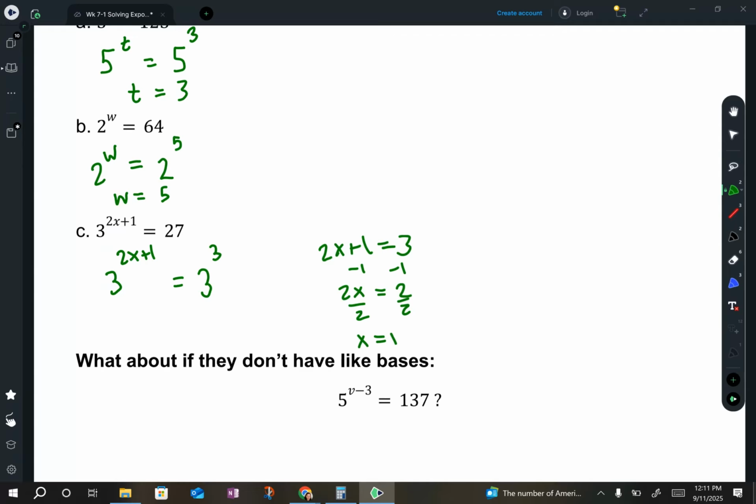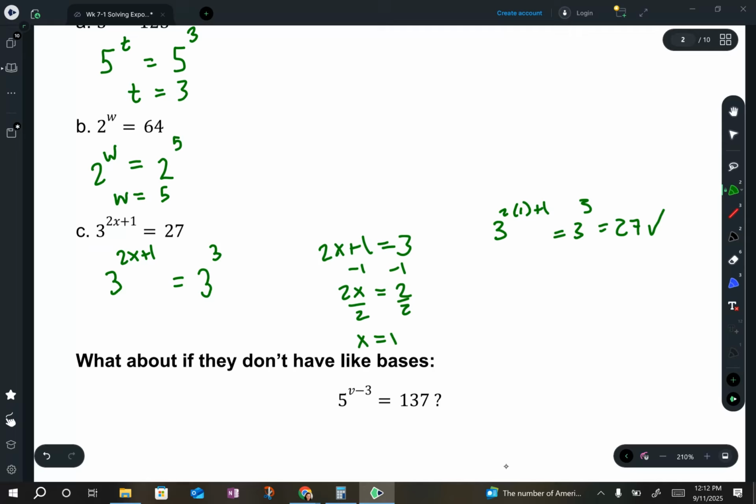So there's my solutions. It's always a good idea to check your solutions. The first two were so straightforward we couldn't even check them. But this would be 3 to the 2 times 1 plus 1 equals 3 cubed, which in fact does equal 27. So check. That's a special situation that comes up if you happen to have the same bases on both sides of the equation.